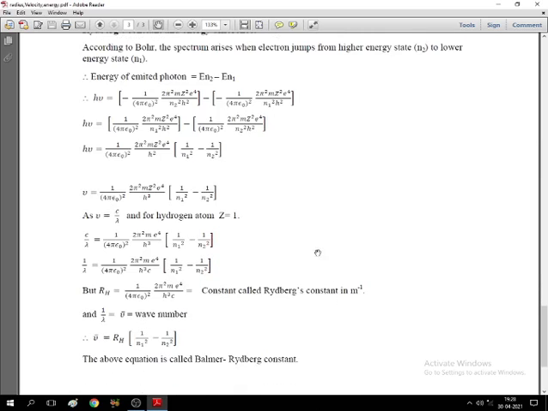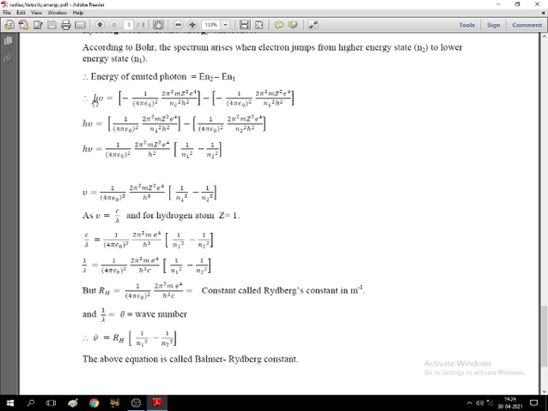Now according to the spectrum, it arises when an electron jumps from higher energy state n2 to the lower. We know that energy is released when an electron comes from a higher energy level to a lower energy level. That energy difference, or energy of the emitted photon, will be En2 minus En1, that is energy of n2 orbit and energy of n1 orbit. Now the energy of photon is given by h nu.